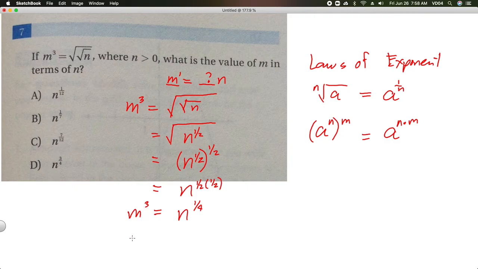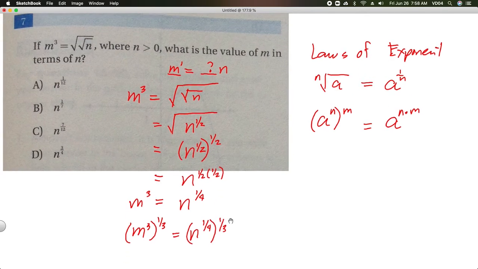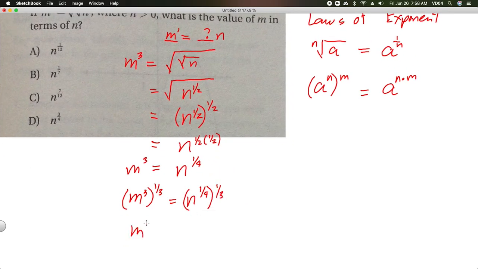And to do that, we're going to raise that m cubed to 1/3. So that when we multiply, 3 times 1/3 is 3 over 3, and that will become 1. But we have to do the same on the other side of the equal sign. So we're going to raise n raised to 1/4 to 1/3 as well. And then simplifying it, we have m raised to 3 times 1/3, which is 3 over 3, equal to n raised to 1/4 times 1/3.